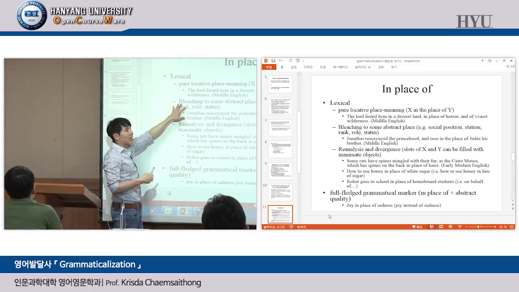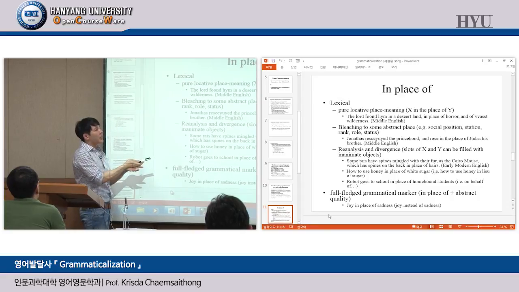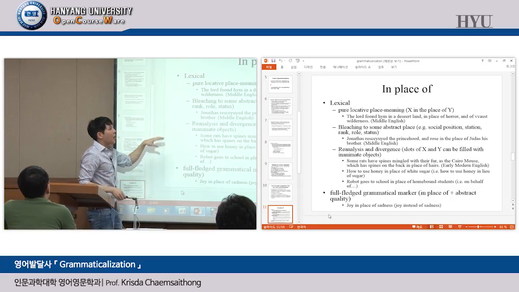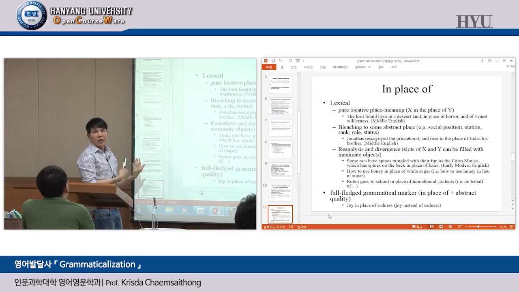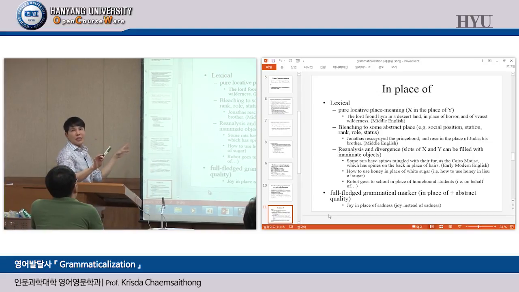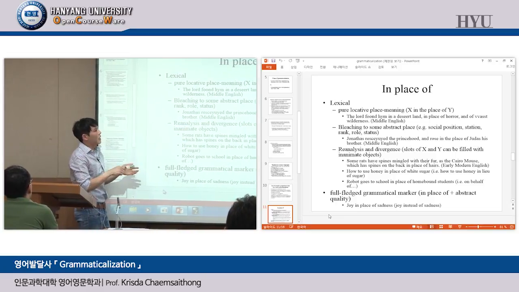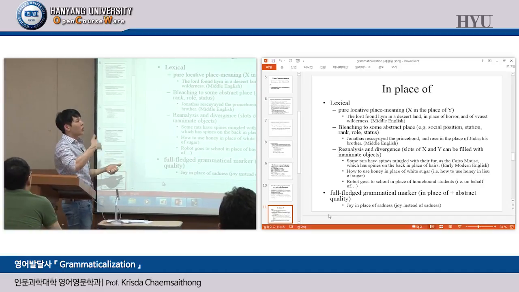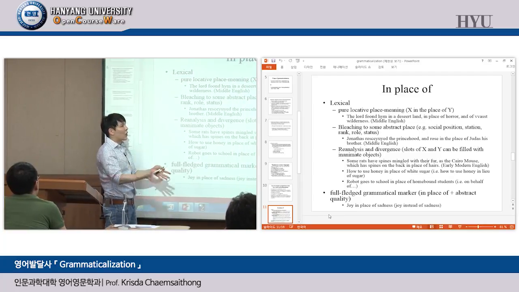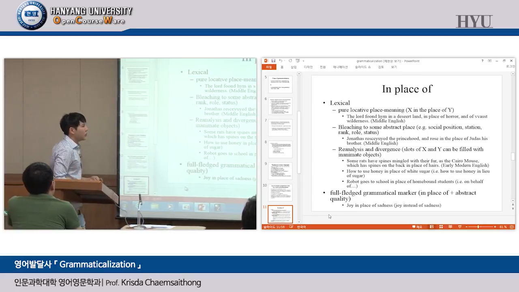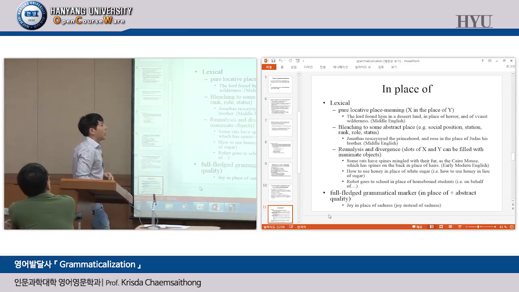Now there's bleaching to some abstract place. So place here is not the physical place like wilderness or place of horror anymore, but social position or station or rank or role or status. So kind of semantic bleaching, from physical place to other kinds of place. Jonathan rescued the princehood and rose in the place of Judas, his brother. So "rose in the place of Judah" here is social position, rather than the location where Judah was. So there's semantic bleaching also in Middle English.